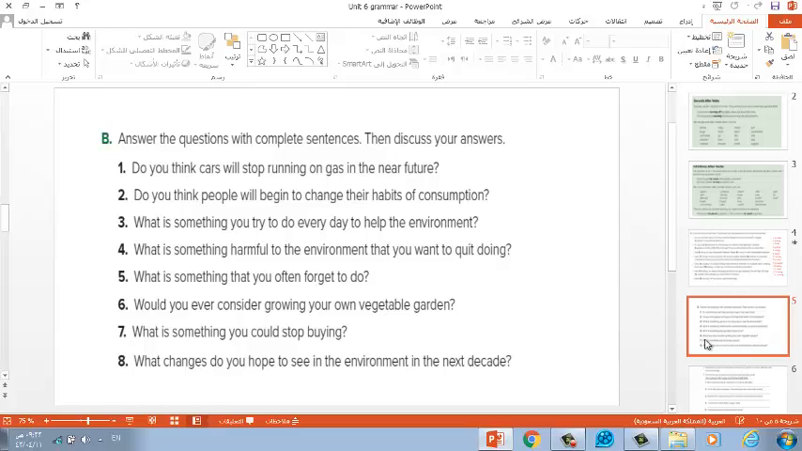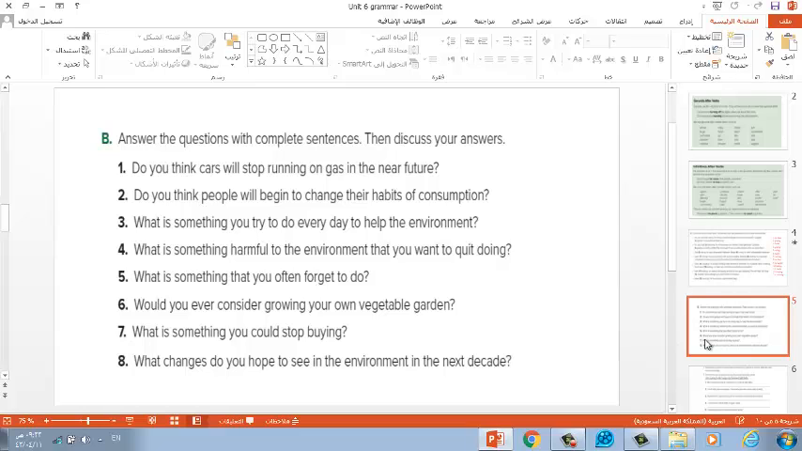Now, question 3, what is something you try to do every day to help the environment? Yes, think it over. Something you do every day to help the environment. Yes, one good student said to me that he started to recycle, especially the plastic bottles, the glass containers. Other students told me that they do not litter at all. They just keep everything in its proper place.